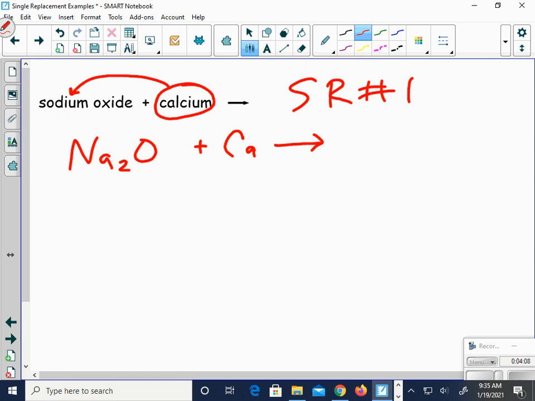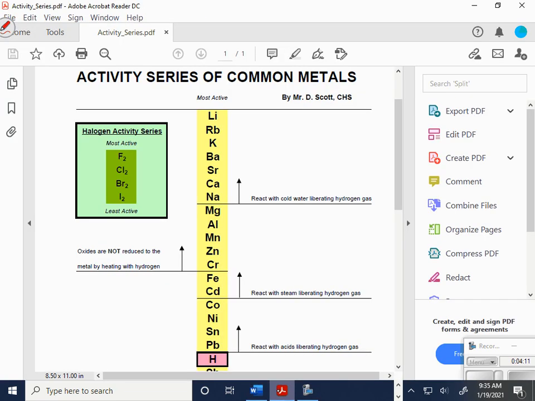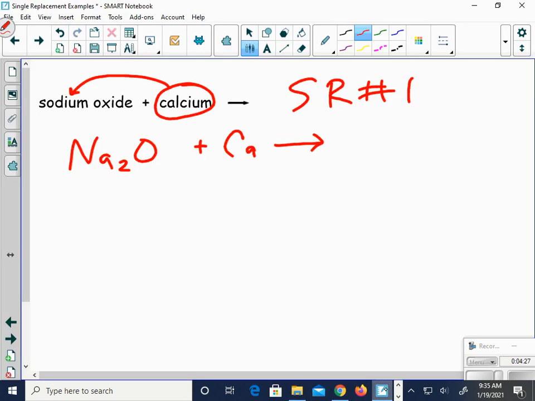Well, I go back to my activity series. Is my calcium higher than my sodium? Yeah, just barely, but just barely doesn't matter. It needs to be higher. So calcium is more active. So this is going to occur. So what am I going to get? Well, I'm going to get a new salt, which is calcium oxide, and a new metal, which is sodium. Remember, calcium's a 2+, oxygen's a 2-. So those equal out.